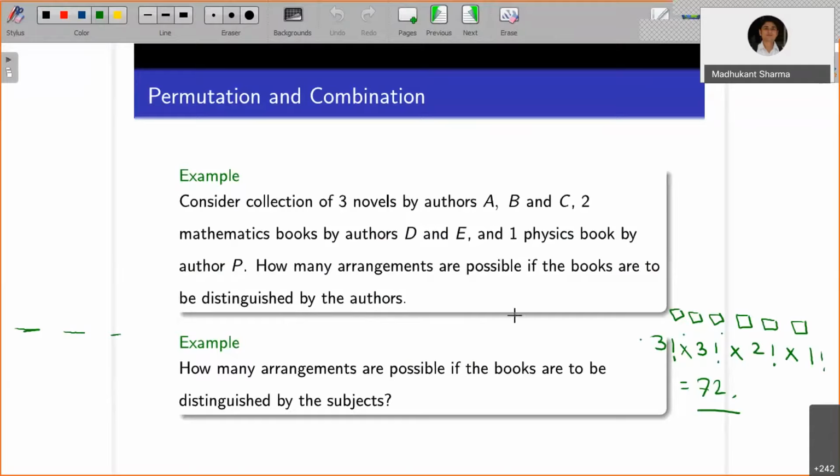Yeah. So one is asking how it is 72. Okay, so see here.